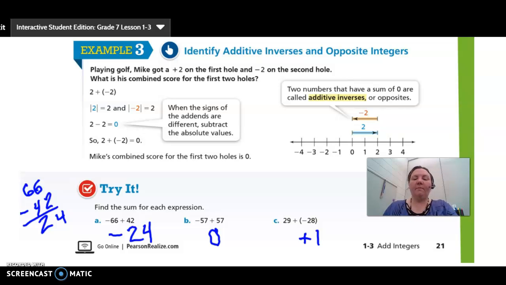So those are some examples of how to add negative and positive numbers. Remember, you want to focus on, are you ending up to the left of 0 or right of 0? And you want to ask yourself, what do I have more of? Do I have more debt or do I have more money?